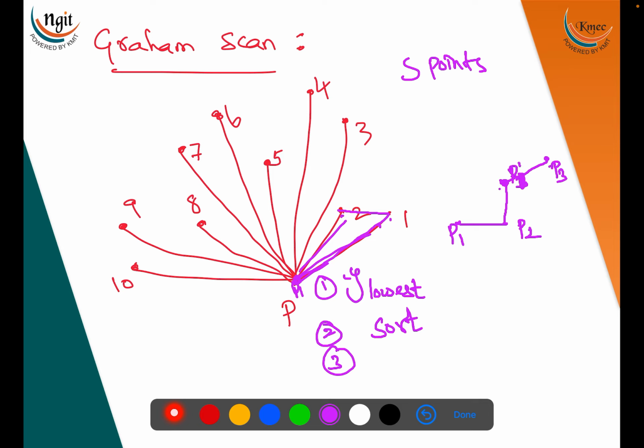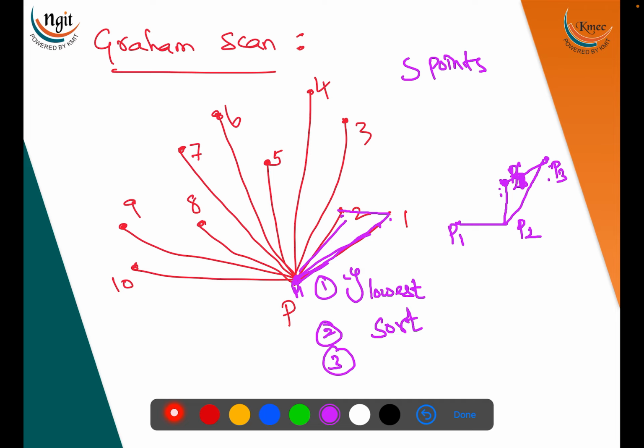If I delete this point, then I can join directly P1 to P3, whereas this extreme point will be inside of the polygon. And notice that it will be an internal point because it lies within the triangle formed by P, P1 and P3. We can eliminate all the interior points using the above procedure.